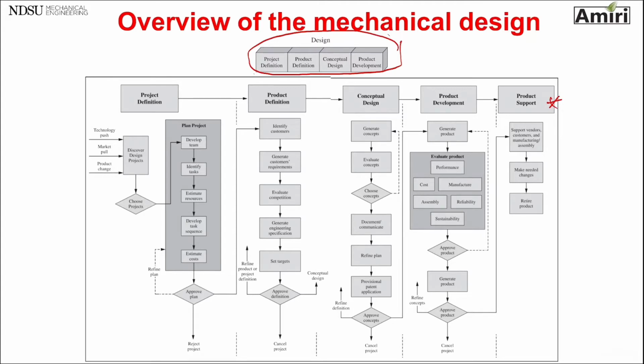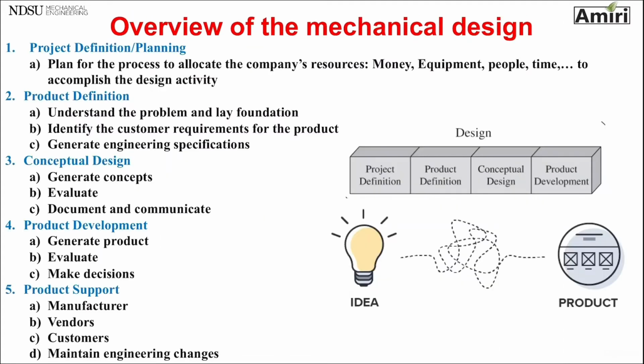Again, this is something that we've covered in ME 361 and explained the different steps of. Here's a little bit of a description. In project definition and project planning, which is where you are right now, you are in steps 1 and 2. You are planning the process to allocate your team and ME department resources, which are money, equipment, people, time, anything that you need to accomplish the project, to get your idea to a product or prototype, depending on the type of project that you are doing.